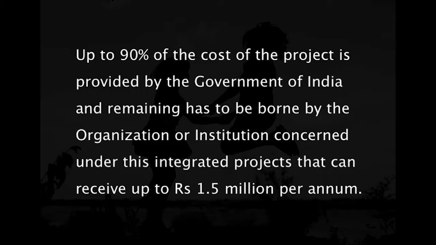State governments, union territory administrations, local bodies, educational institutions and voluntary organizations are eligible for financial assistance under this program. Up to 90% of the cost of the project is provided by the Government of India and the remaining has to be borne by the organization or institution concerned. Under this, integrated projects can receive up to 1.5 million rupees per annum. The next scheme is Kasturba Gandhi Balika Vidyalaya.